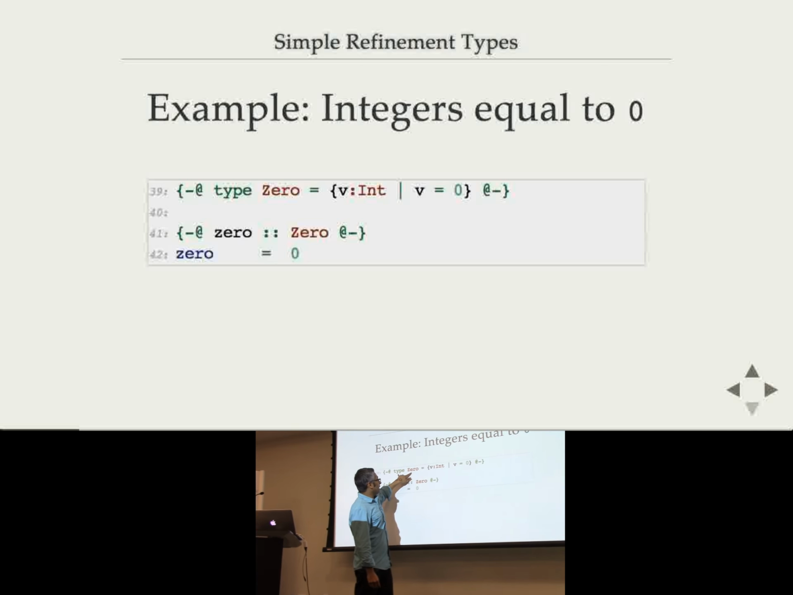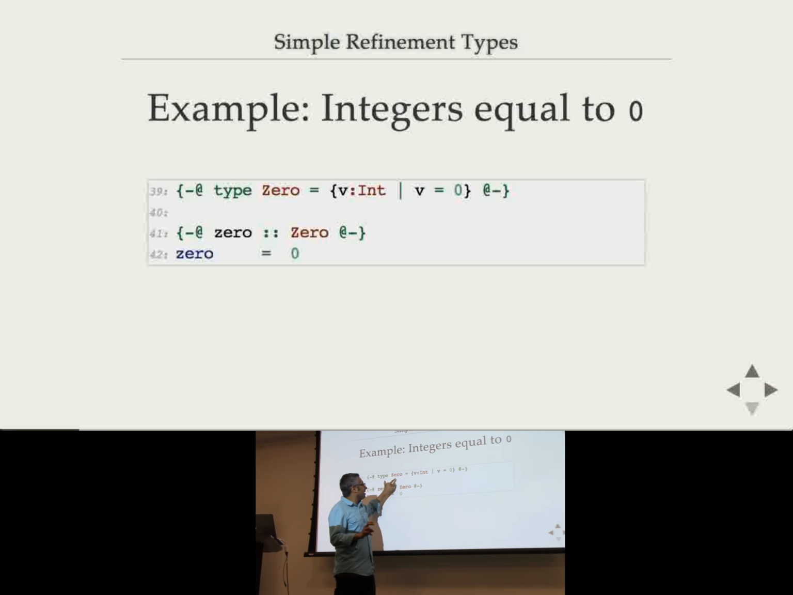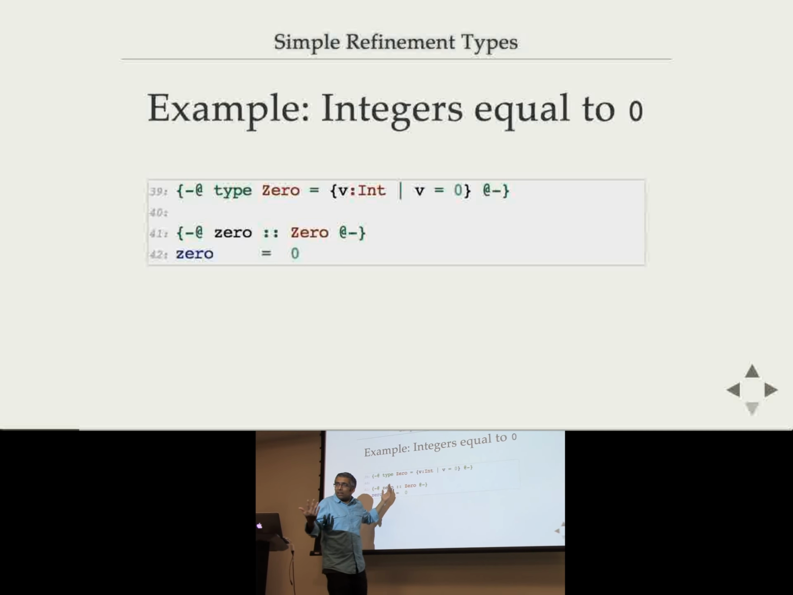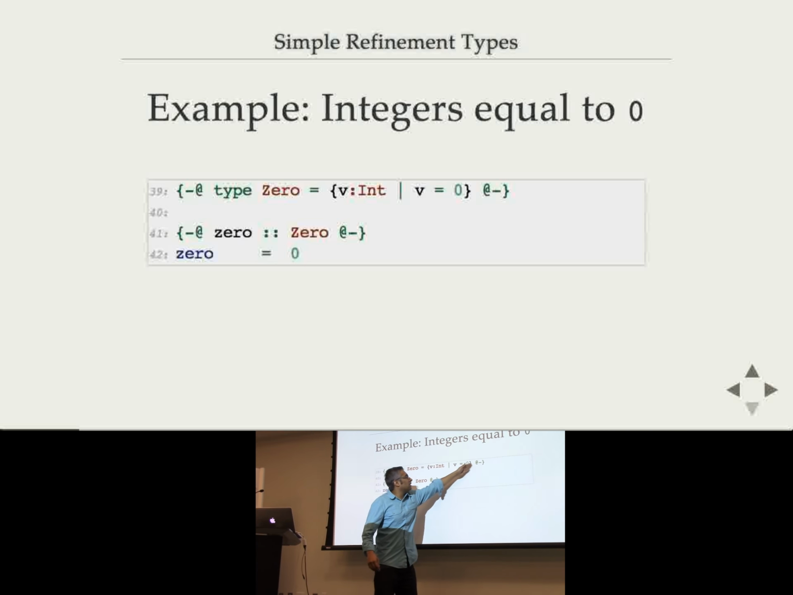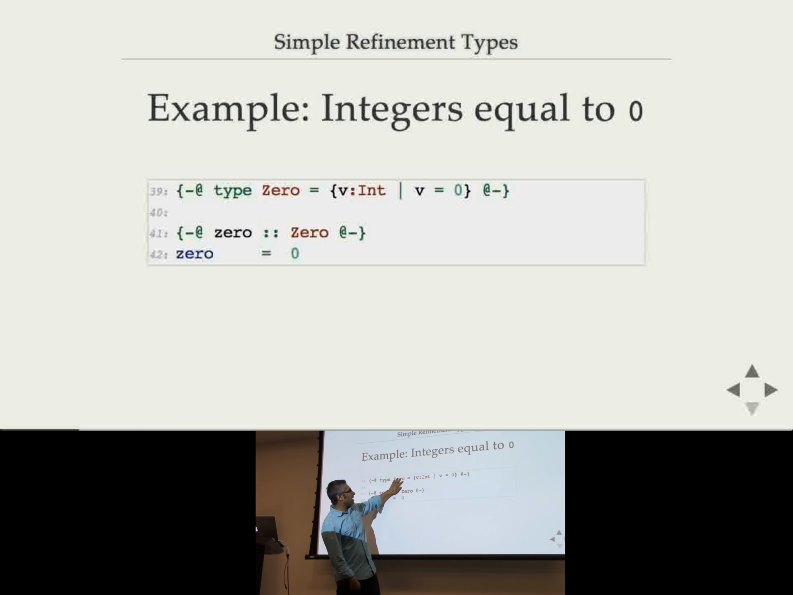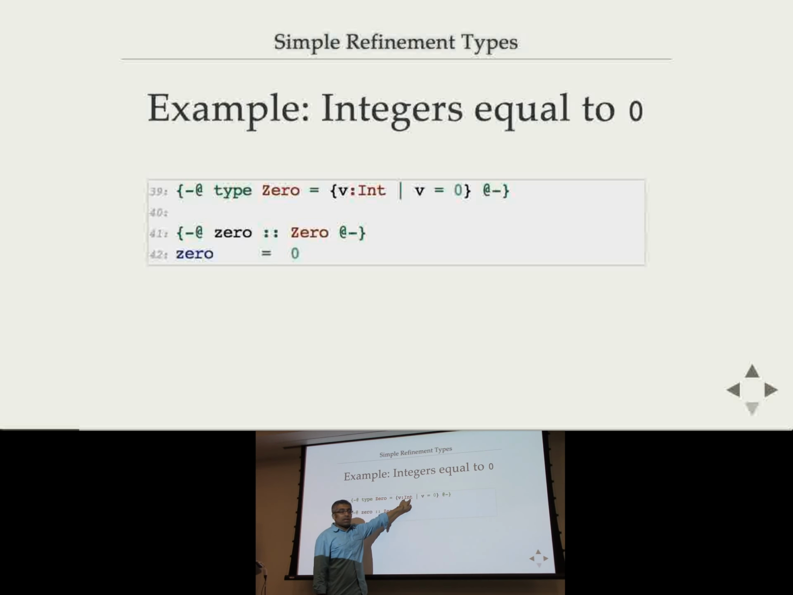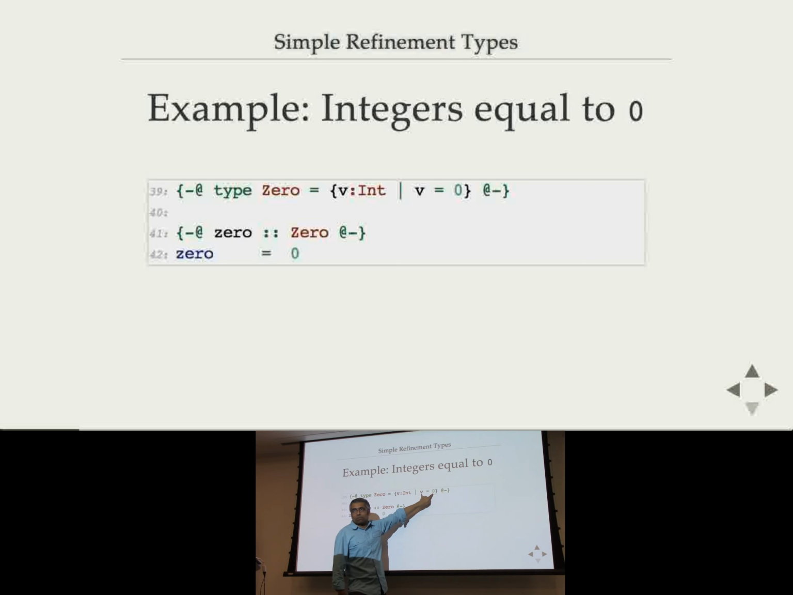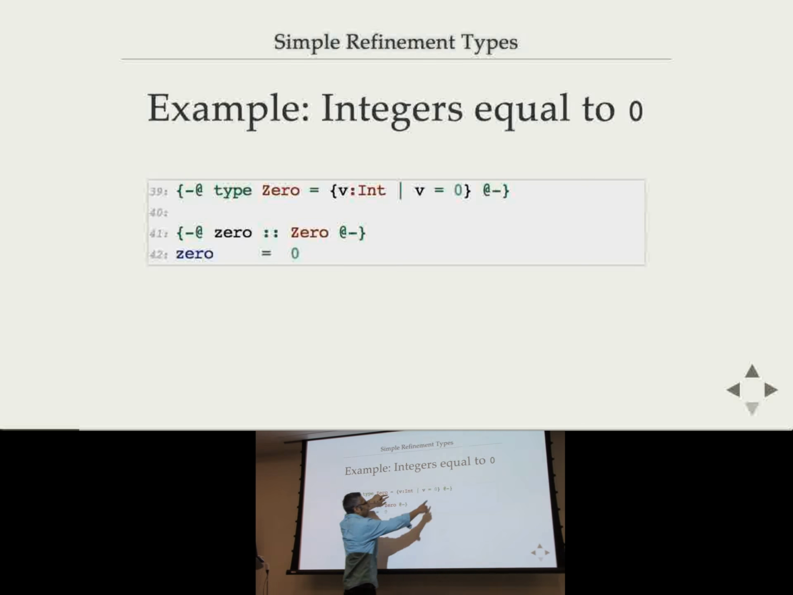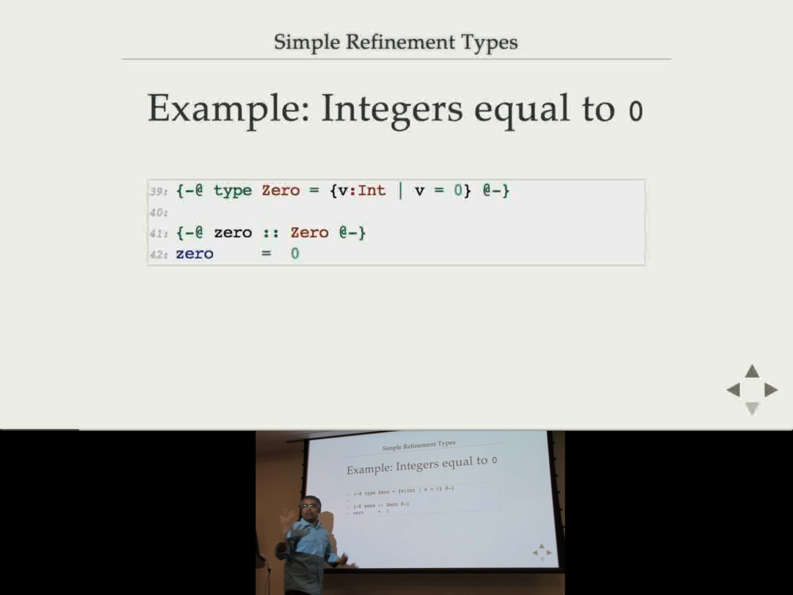So I'm going to define a type, and by define a type, think of it literally as a Haskell-style type alias. I just don't want to have to write all this again and again. So I'm going to define a type called 0, which is values that are integers such that some predicate is true. In this case, the predicate is just value equals 0. So this type describes exactly one value, the integer 0.